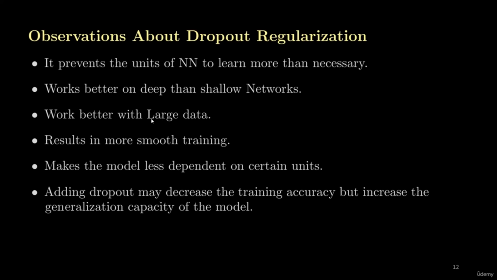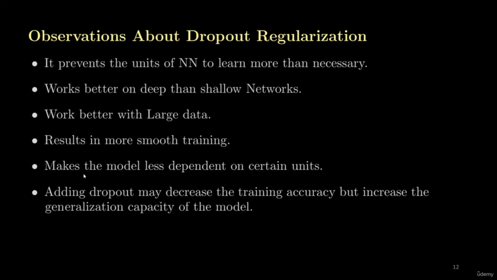It works better with large data sets. We know that for a neural network and for a deep learning model, we need large data. So if we have large data, the performance of dropout regularization will be more obvious. It results in more smooth training. When we apply dropout, our model will not learn any noise or unnecessary things from the data. Therefore, our training will be smooth.